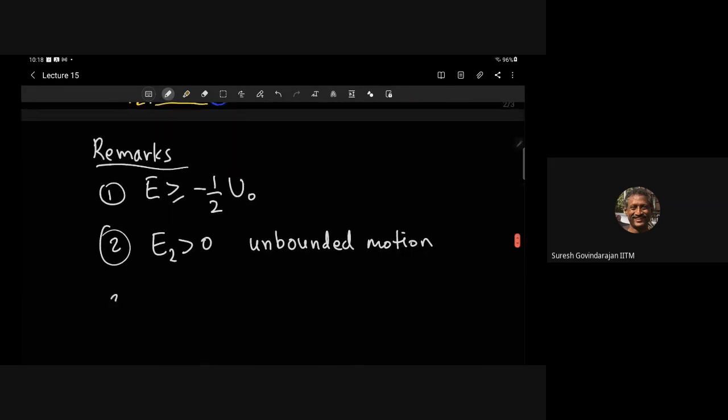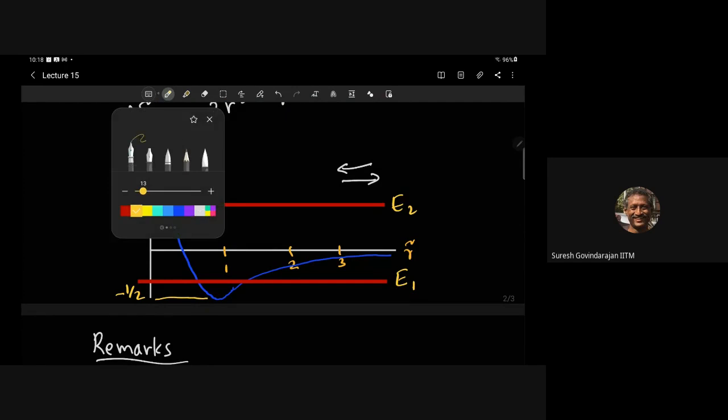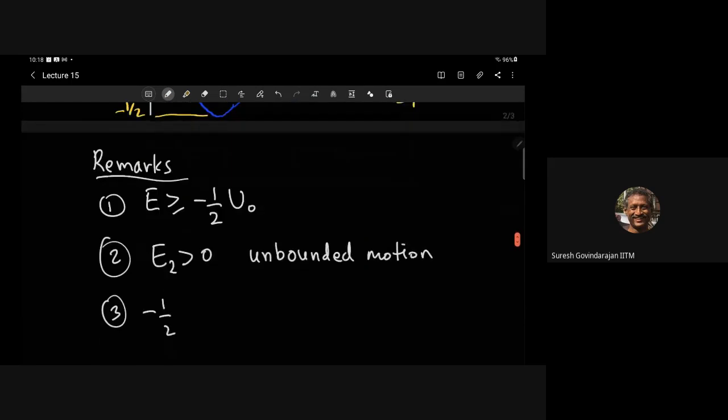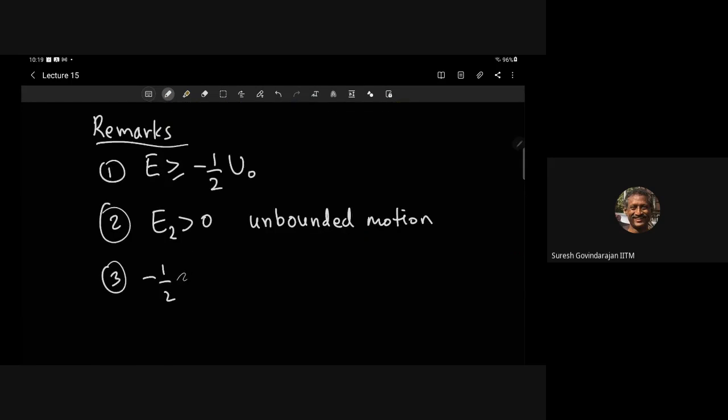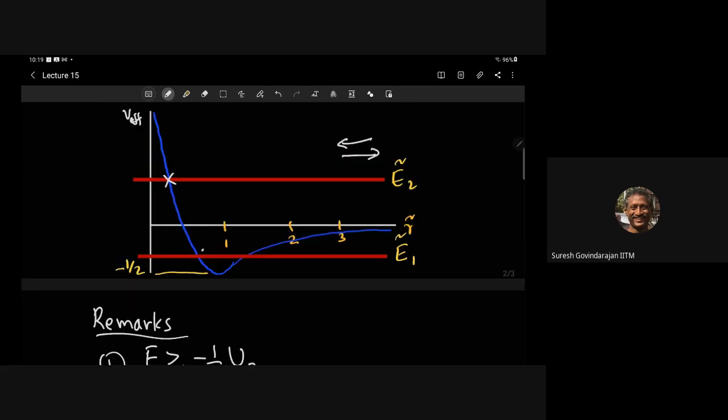Okay. So third part is minus half. I should call these guys E tilde, because the graph is also that. So let's put tildes here. Okay, so E1 is, oh, I got the directions all wrong. E1 is greater than minus U naught but less than 0, which is like E1, right? So now there are two turning points.